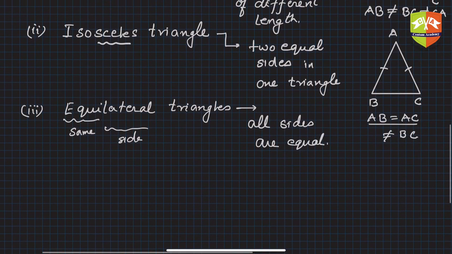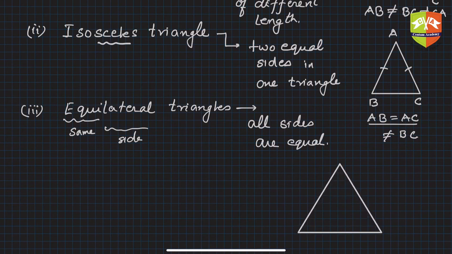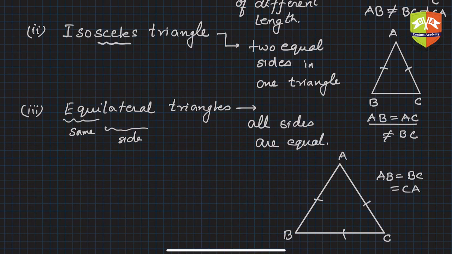And third one, equilateral triangle. You can draw an equilateral triangle like that, roughly this would be like that. ABC, where all the sides are equal. This is equal to this is equal to this. Correct? So you can say AB is equal to BC is equal to CA. This is an equilateral triangle. Now the second classification was on the basis of angles, isn't it?